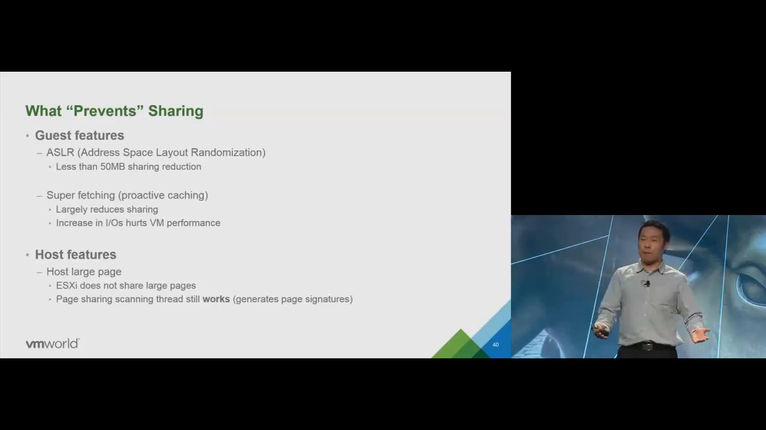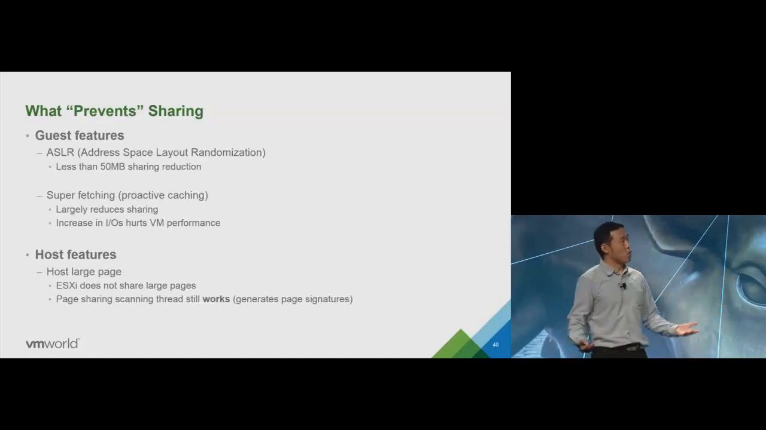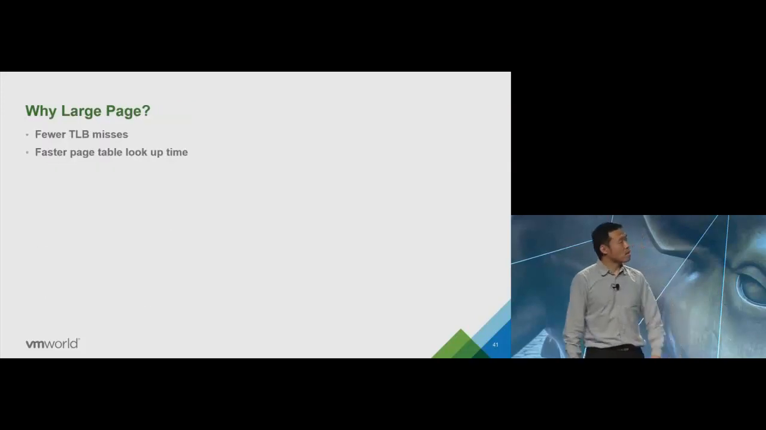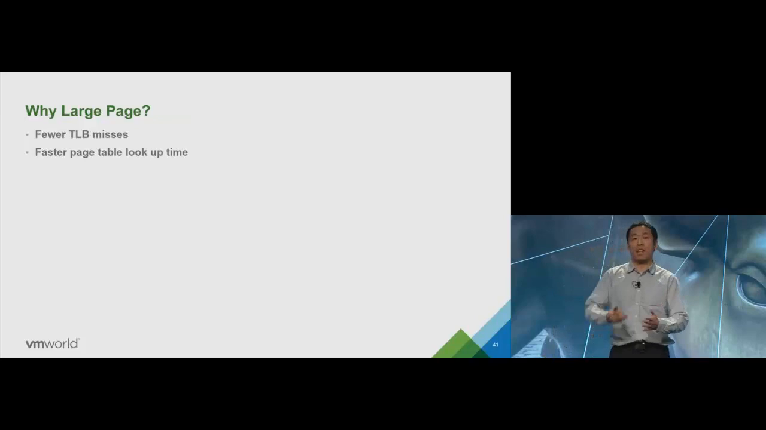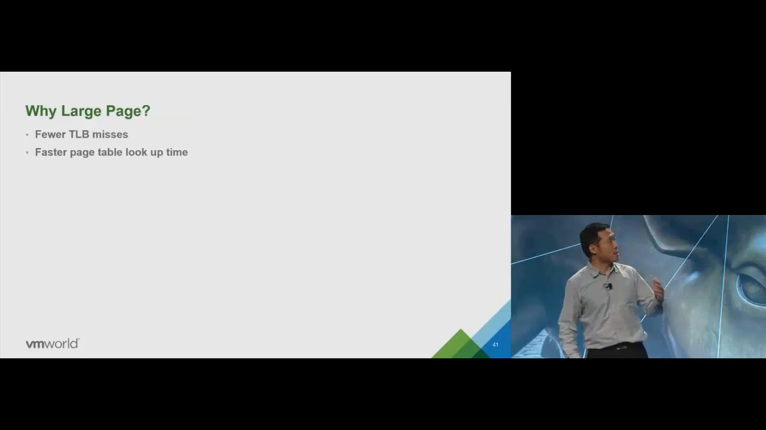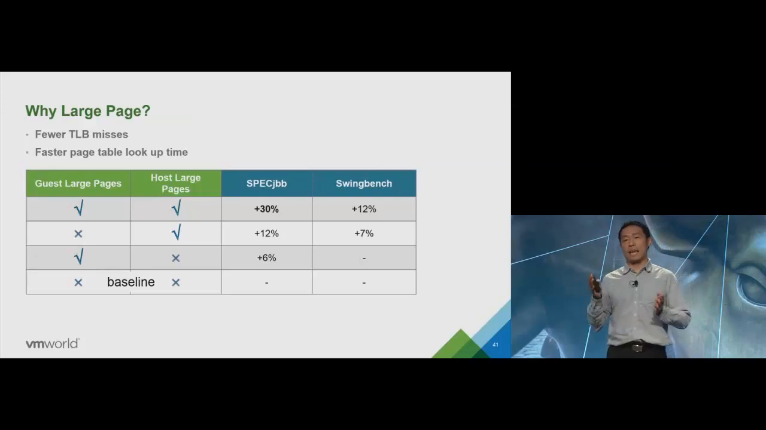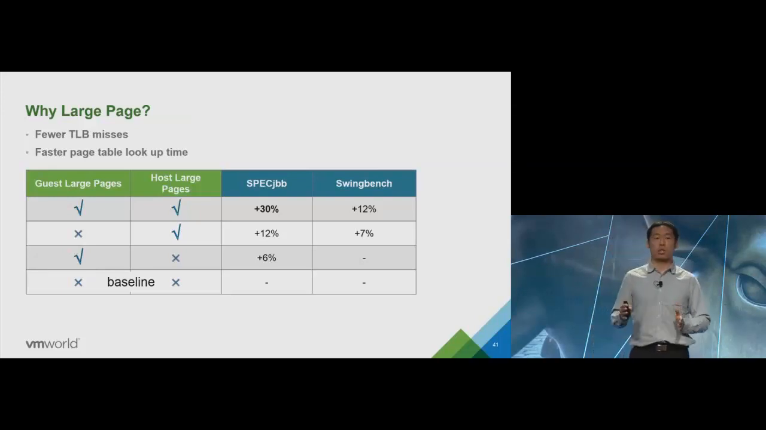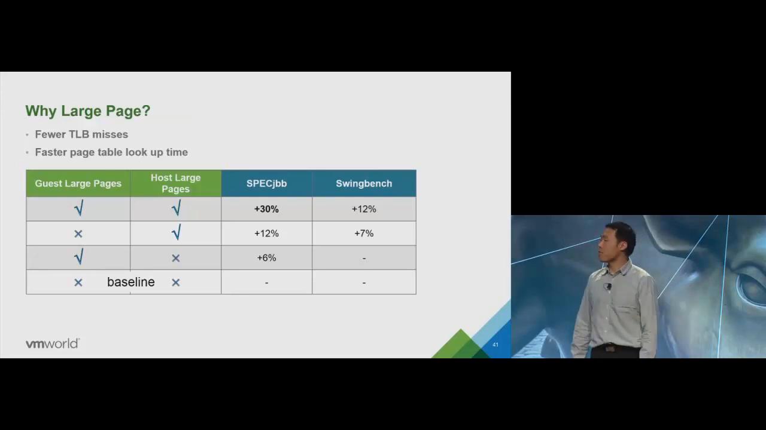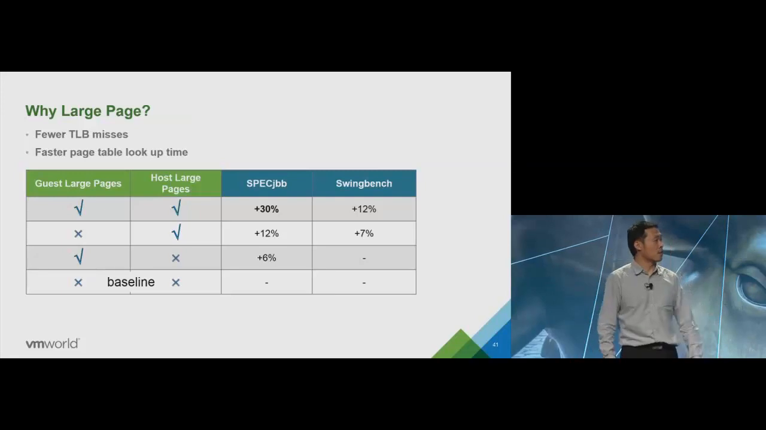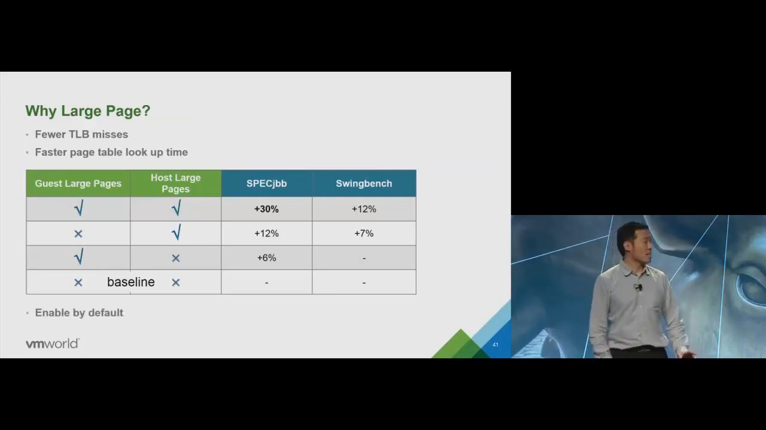You may be a little bit disappointed about large pages because with large pages, we don't share any pages. It sounds bad, but why do we use large pages in the first place? It's mainly because it can improve performance for many workloads, due to fewer TLB misses and faster page table lookup time. For example, compared to the baseline case where both the guest and the host use small pages, when both host and guest use large pages, the performance of SPECjbb workload can be improved by 30%, which is pretty significant. Due to the performance advantage, ESX chooses to enable large pages by default.